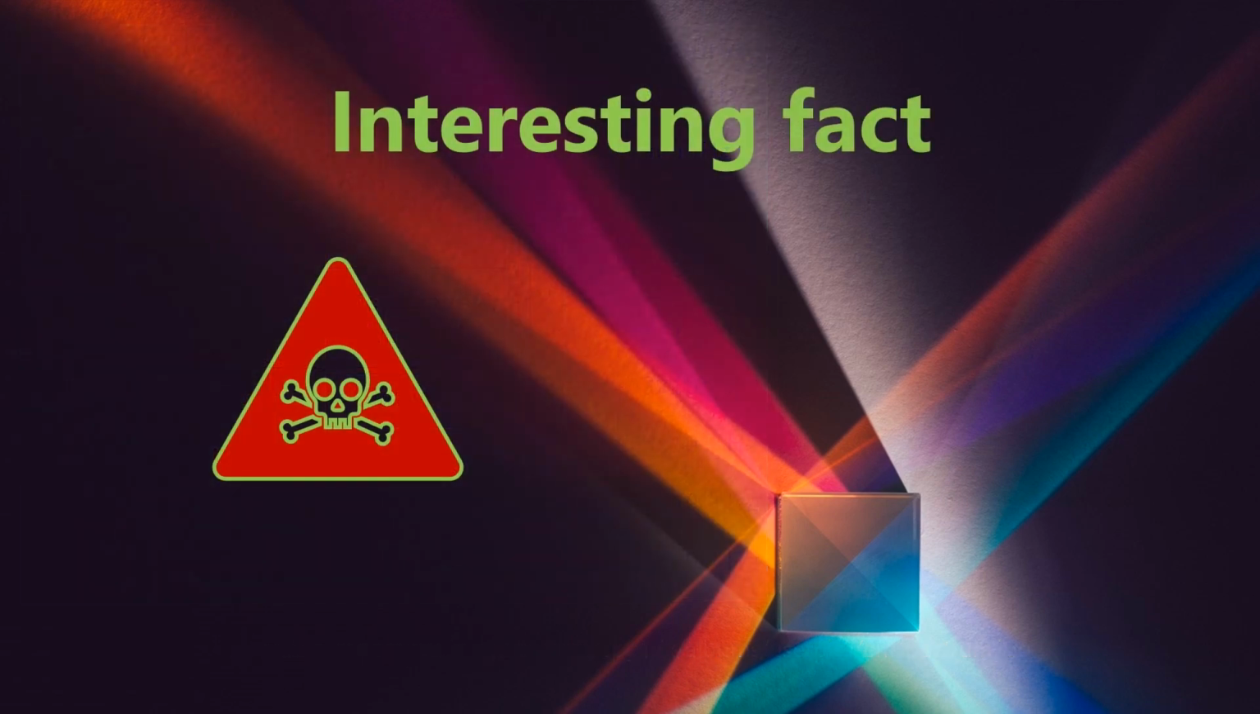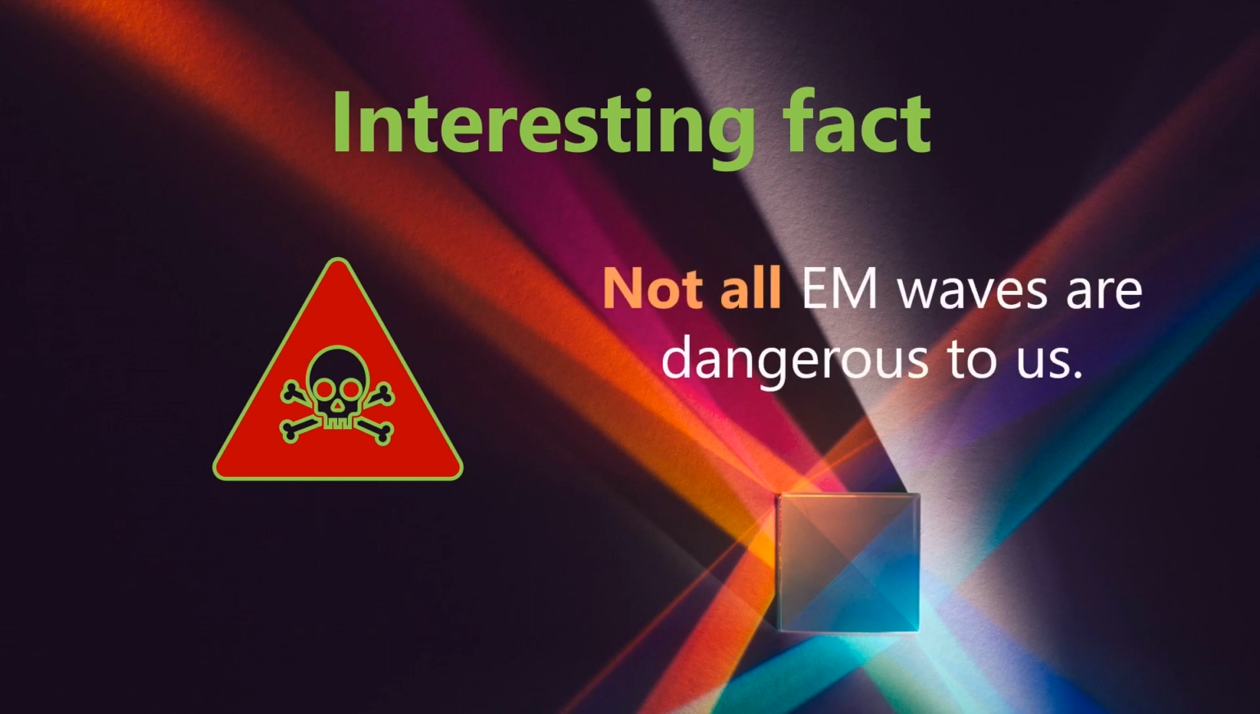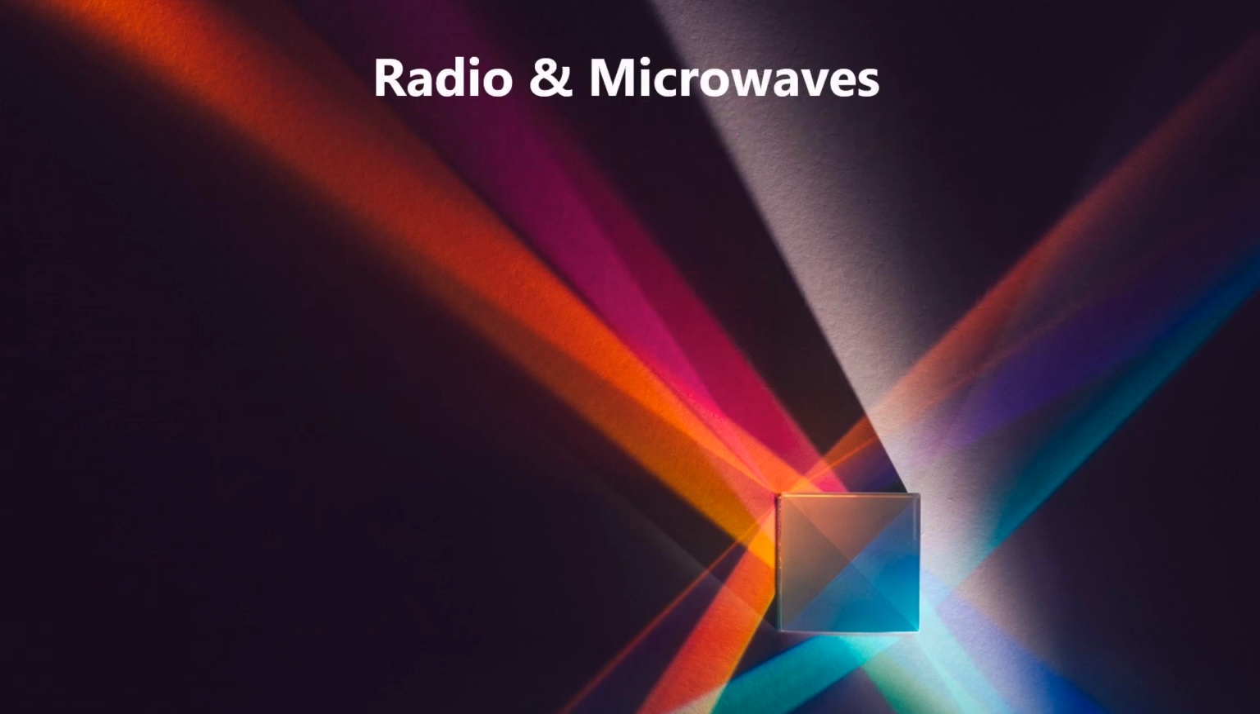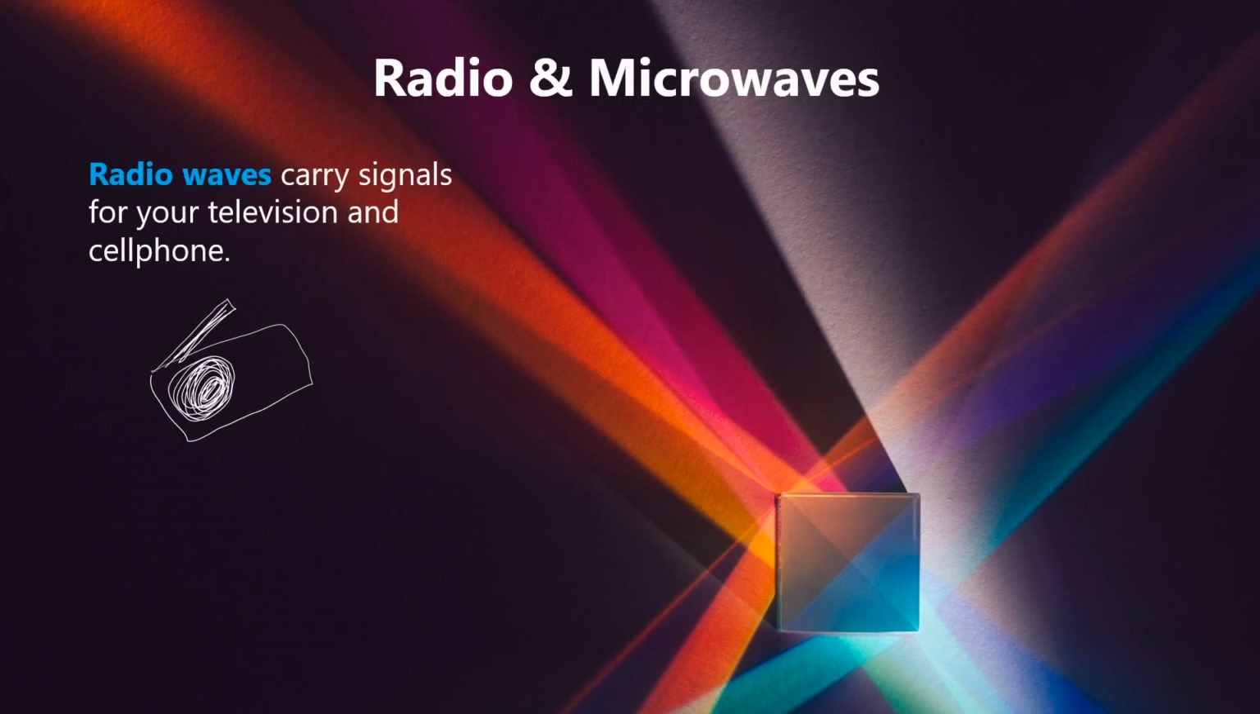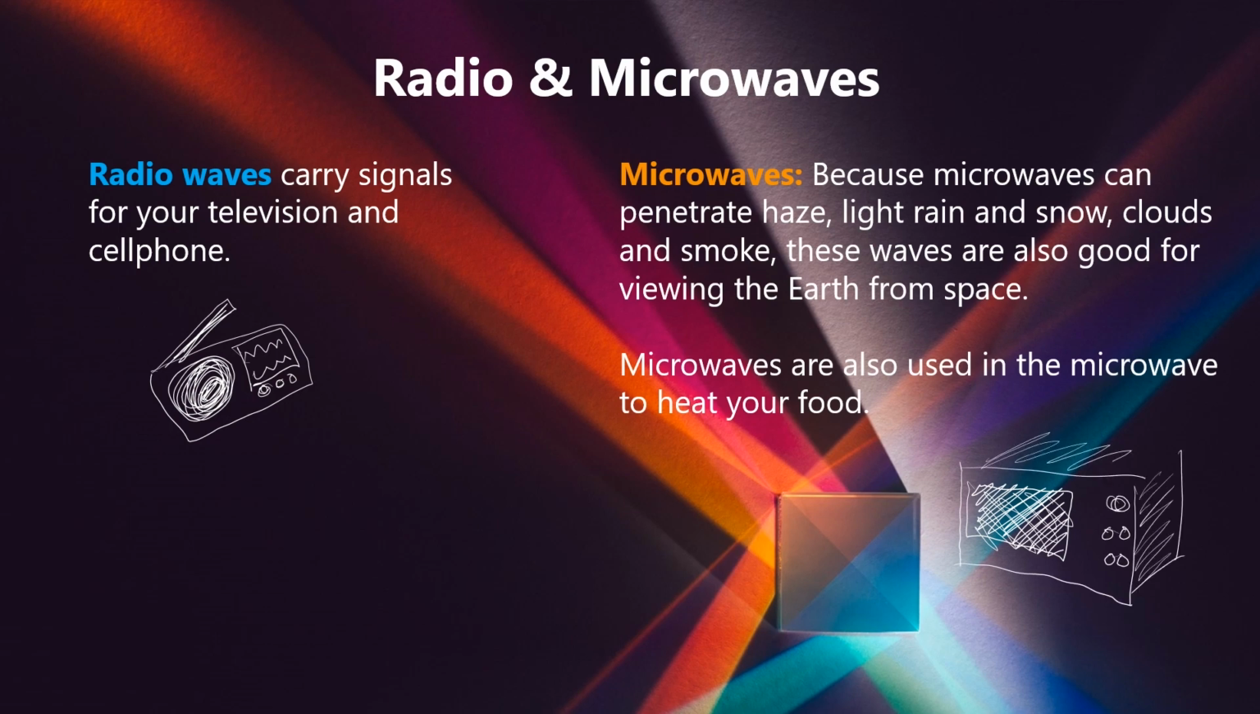Okay, an interesting fact about electromagnetic radiations. You have probably heard of the term radiation being used in a very negative way. We just think of radiations and we think of something dangerous, right? Now, not all electromagnetic radiations are dangerous. So let's talk about radio waves and microwaves. Radio waves carry signal for your television, cell phone, and radios. Not dangerous, right? And microwaves are what you use in a microwave oven, where you're cooking or heating up your food.